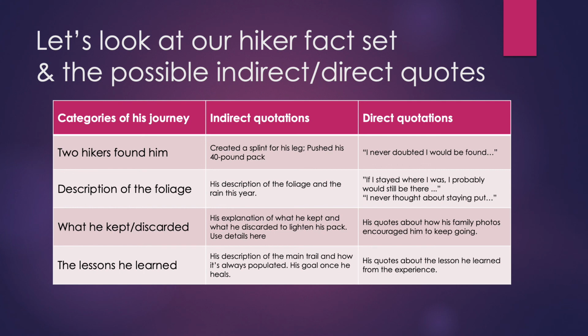So that's one category. And indirect quotations is how did he get to that point, right? There's some things he had to do to get to a place where somebody could find him. So he created a splint for his leg and he pushed his 40-pound pack in front of him. And then direct quote, how did he feel about it? He said he never doubted that he would be found. And he said more about that, but that's the beginning of that section of direct quotations that you could use.